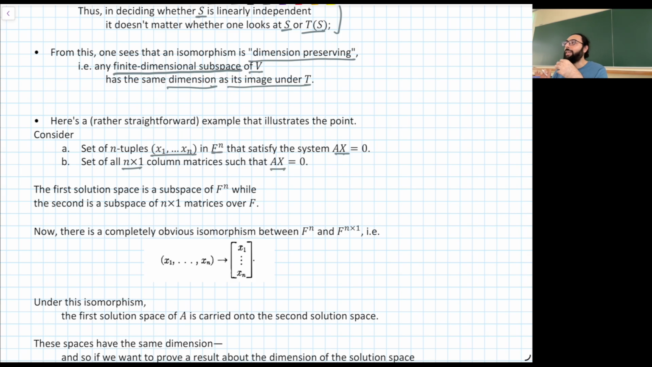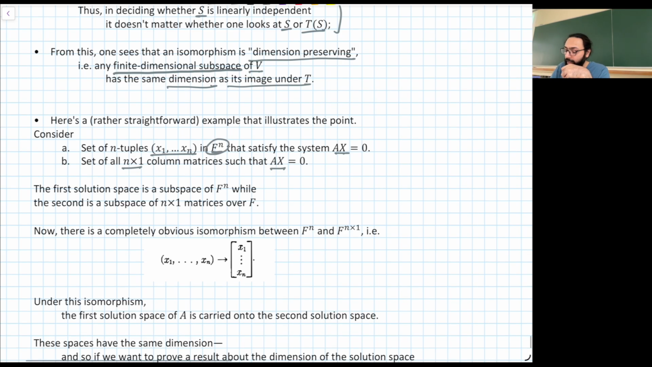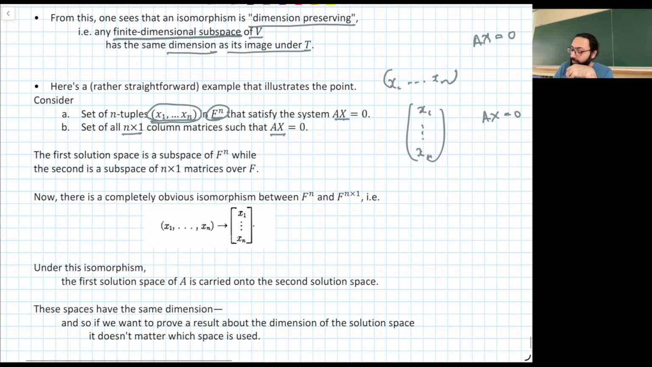These things are very, very similar. All this is saying is that you take a tuple x1 to xn in Fn, and you look at all those such that if you put it in the matrix equation, you get 0. And in the other case, you look at columns x1 to xn, and all of these columns that when multiplied by A give you 0. So a very similar statement. One is a row, one is a column. Nothing very deep happening. The first is a solution space, a subspace of Fn, while the second is a subspace of n cross 1 matrices over F. So formally they are different objects.